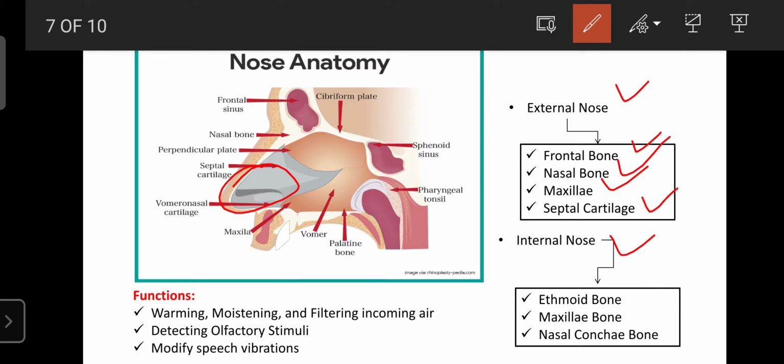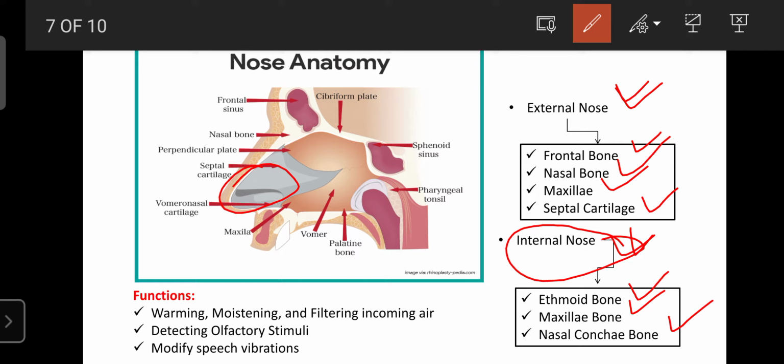And regarding the internal nose, it is made with the help of the ethmoid bone, maxilla bone and nasal concha bone. They form the cavity, and that cavity belongs to the internal nose. So these are the various bones of the face or skull responsible for the formation of the nasal cavity or the nose. So the nose is divided into two parts, the external nose as well as the internal nose.